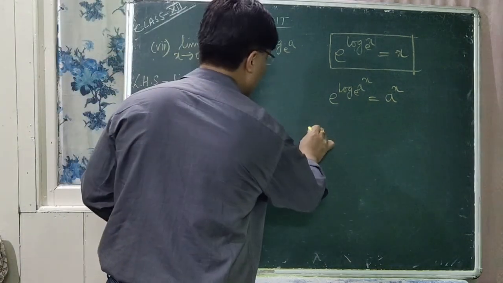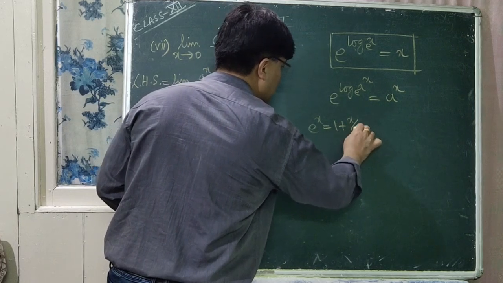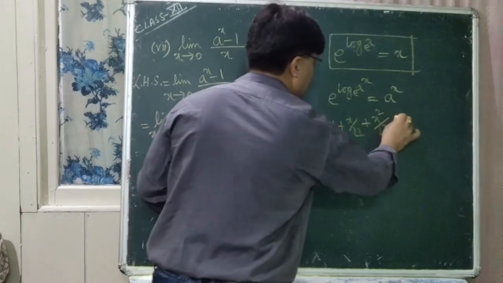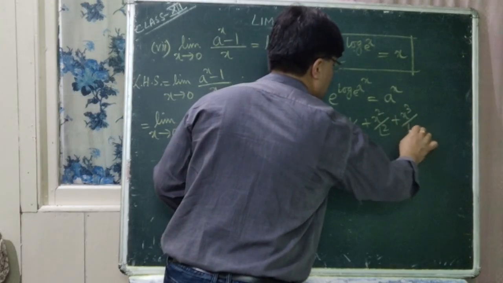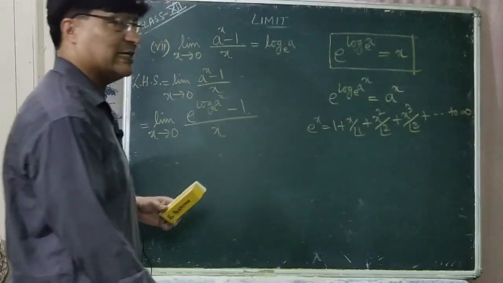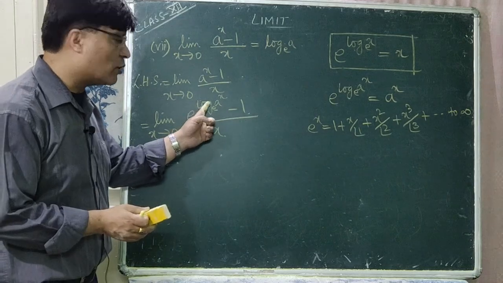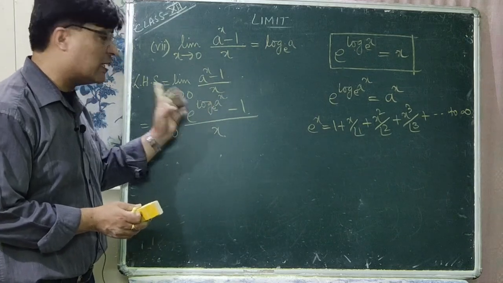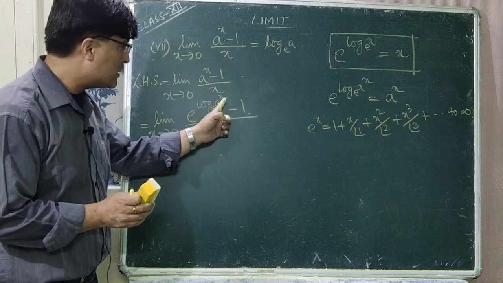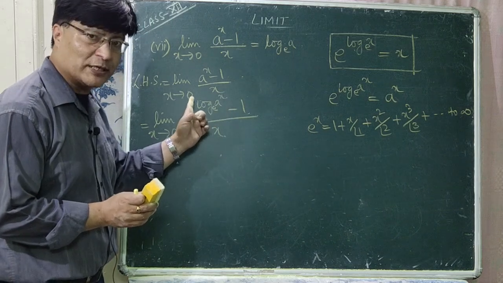Now we can use this formula again. e to the power x is equal to, what was the formula? 1 plus x upon factorial 1 plus x square upon factorial 2 plus x cube by factorial 3 plus dot dot dot, it goes up to infinity. Is that clear? But because of this log, this x becomes the coefficient out here. So first of all, in the power, you should write x in the front.